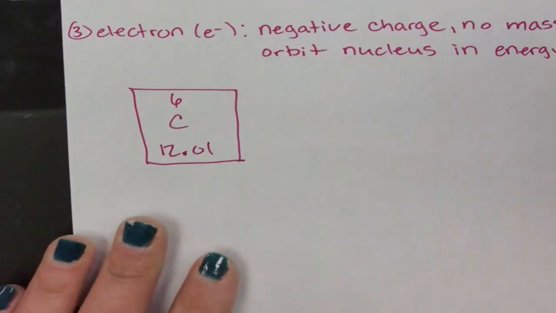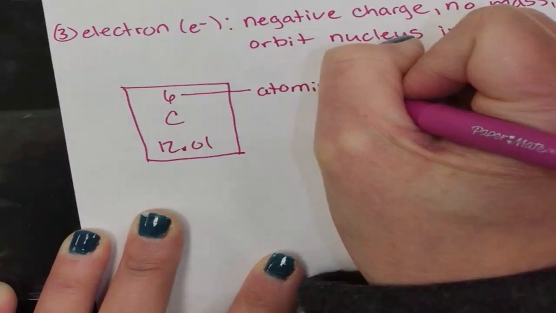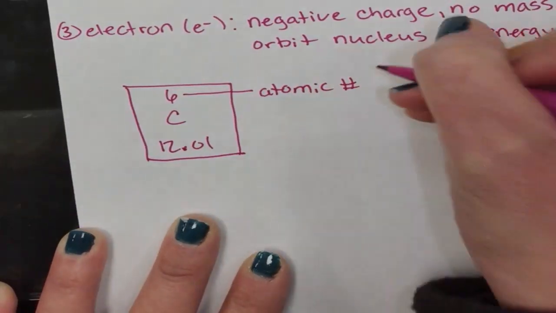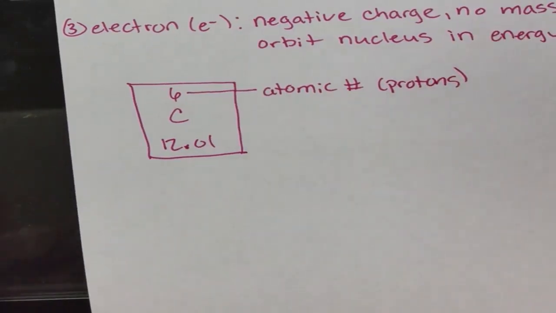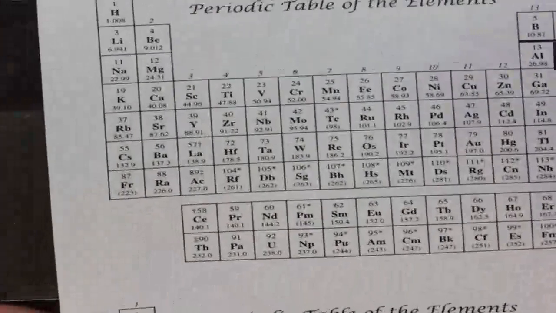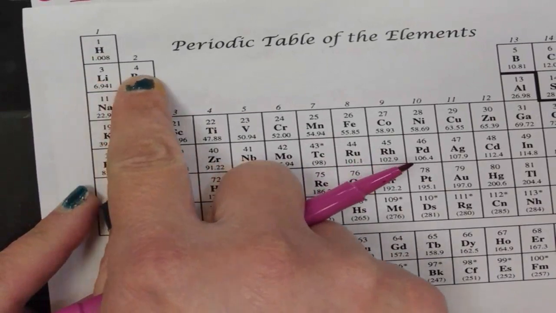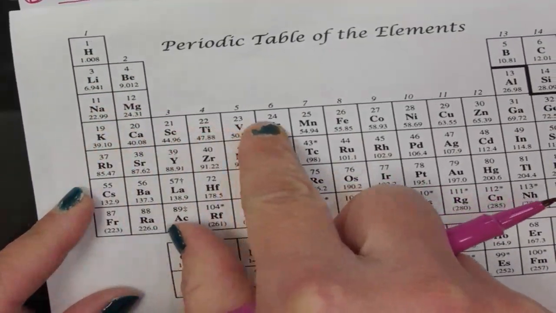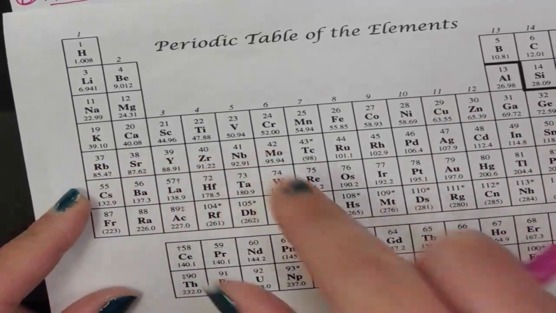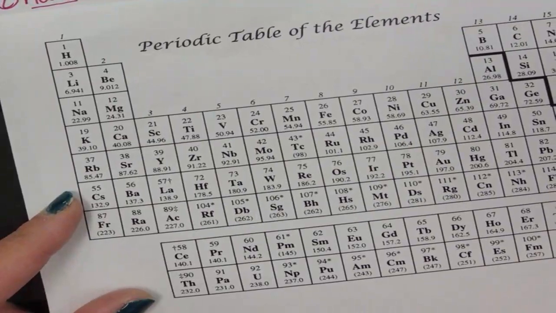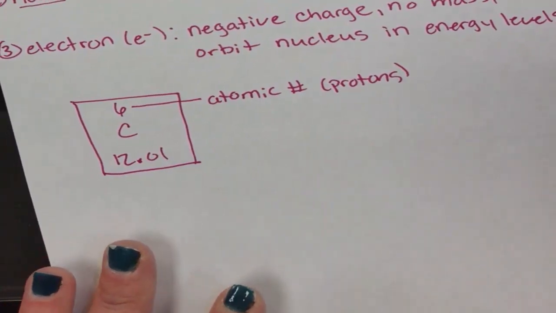So what does this mean? The 6 is what we call the atomic number. And the atomic number is the number of protons. The atomic number is important because let's take a look at our periodic table. Do we see any element on the periodic table that has an atomic number that is the same? And as we go through, we notice that none of our elements have the same atomic number. So what does that tell us? That tells us that the protons are the determining part.